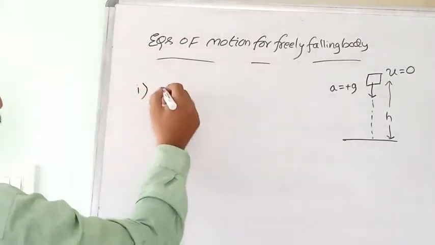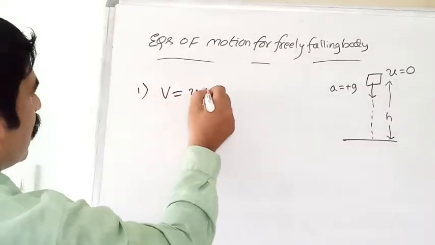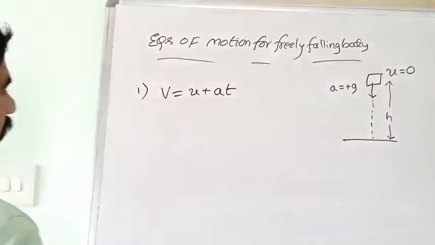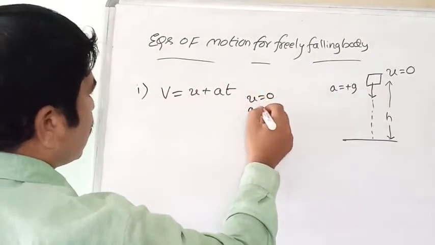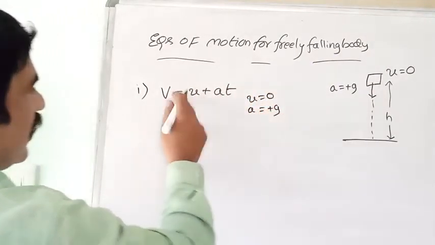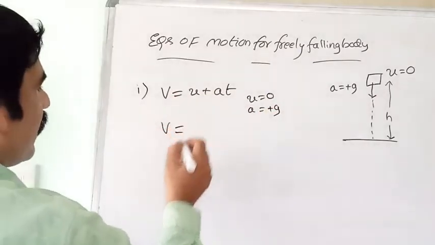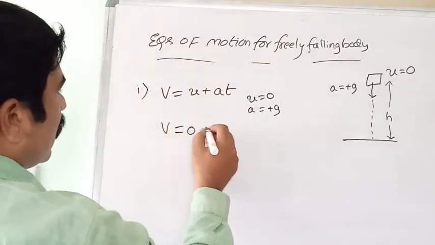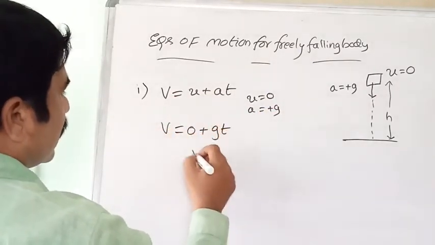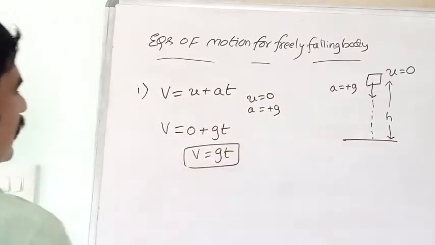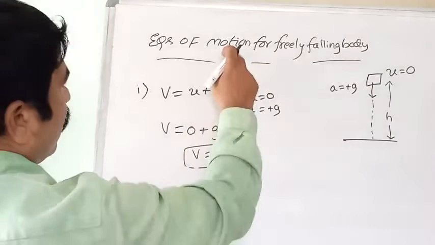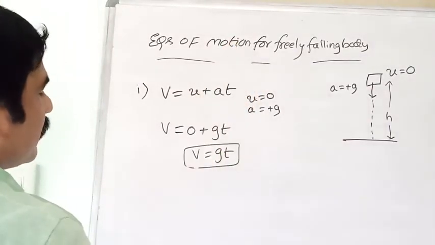We know the first equation is v = u + at. Substitute u = 0 and a = +g. In this, what you will get is v = 0 + gt. That is v = gt. This is the first equation for this freely falling body.